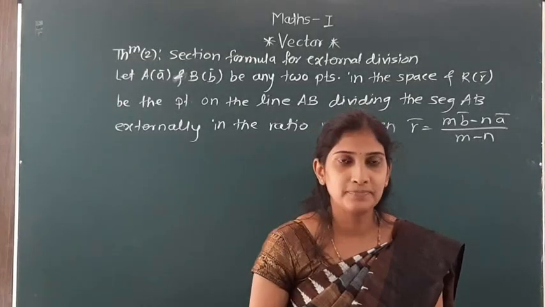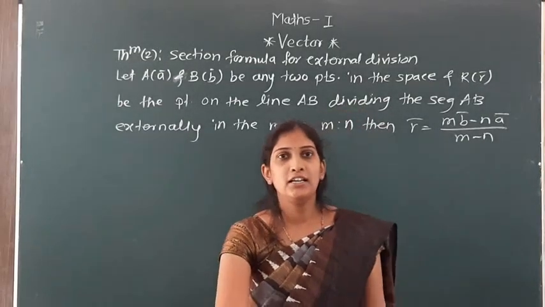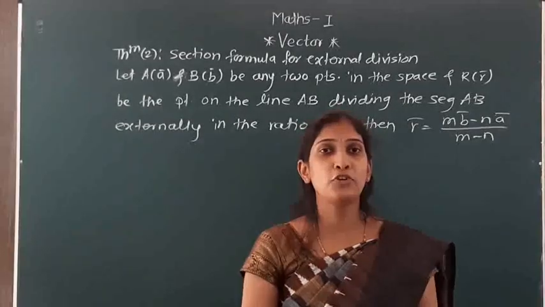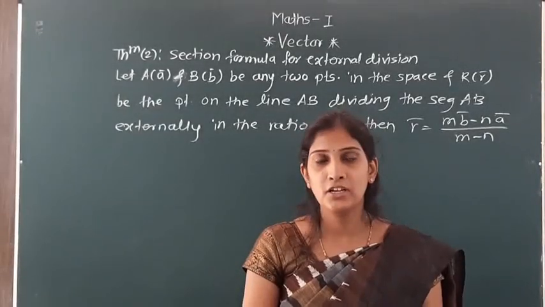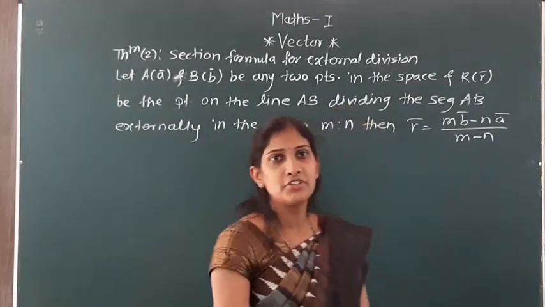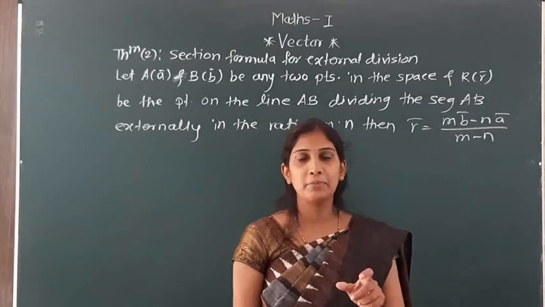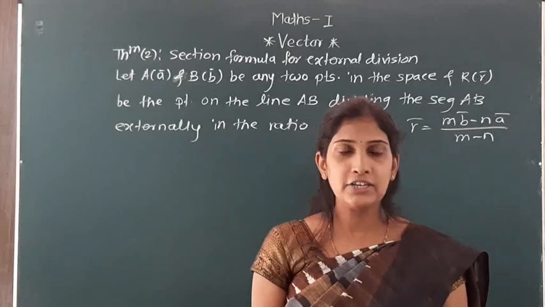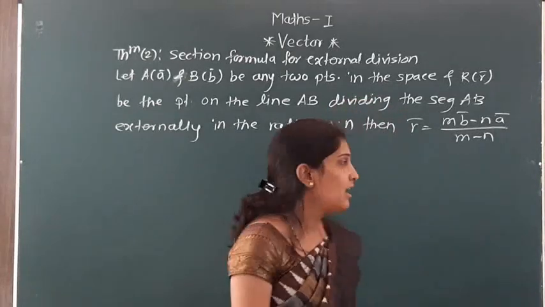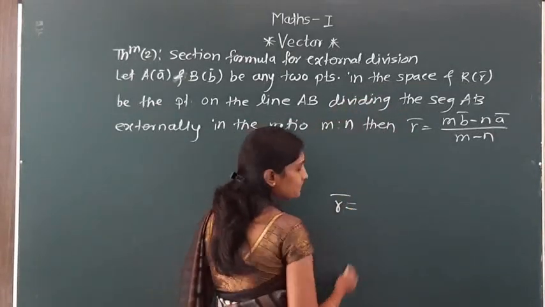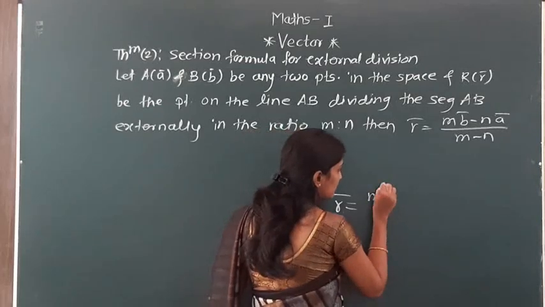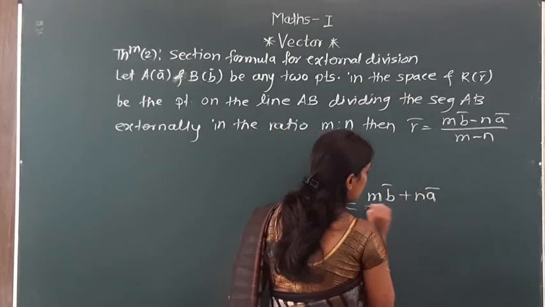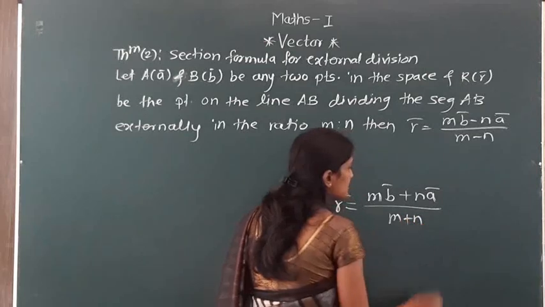In the previous lecture, we studied one theorem, that is the section formula for internal division. What is the section formula for internal division? If there is a line segment AB and point R divides AB in the ratio m/n, then R bar is equal to (m B bar plus n A bar) divided by (m plus n).